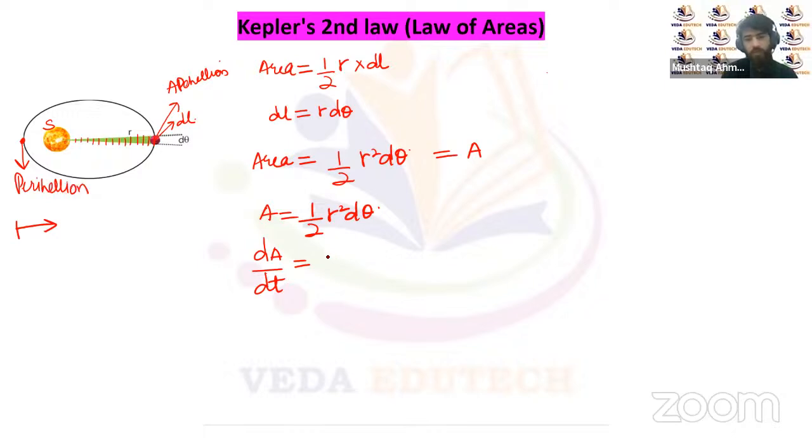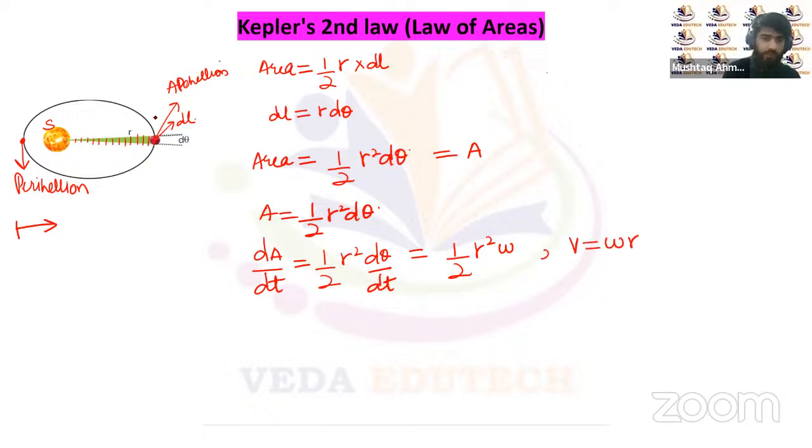So dA by dt will be equal to half r squared d theta over dt. That will be equal to half r squared omega. And we know that v is equal to r omega. Now let's suppose at any instant of time the planet is having the speed v, or the velocity v along this direction, and the angular velocity of this planet around this sun is omega. Let omega be the angular velocity of the planet.